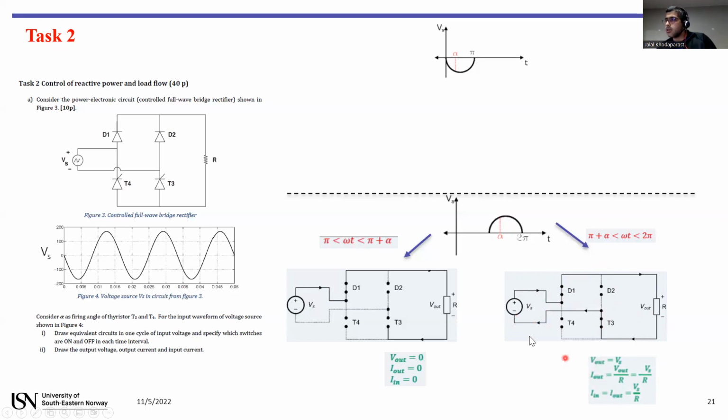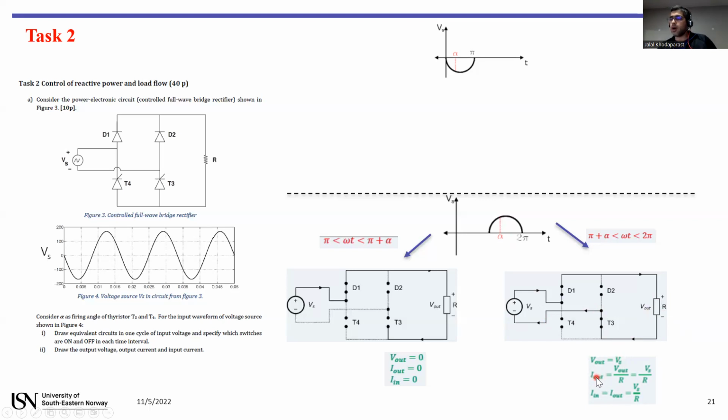You can see the input voltage: this terminal is connected directly to the positive side of the output voltage, and the negative goes directly to the negative side. So we can say the output voltage is similar to the input voltage, Vs.